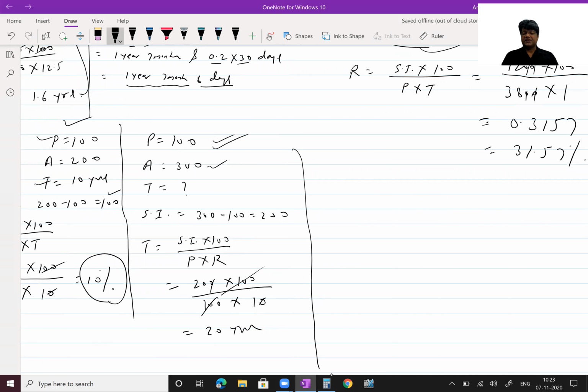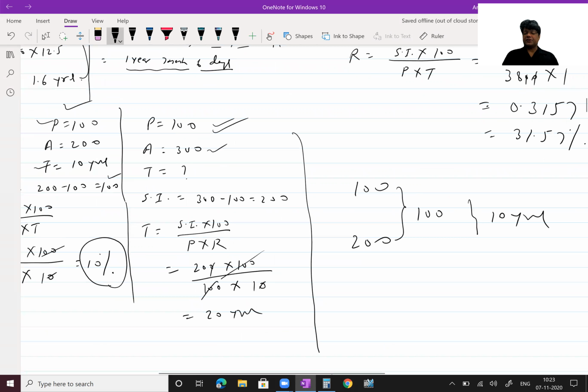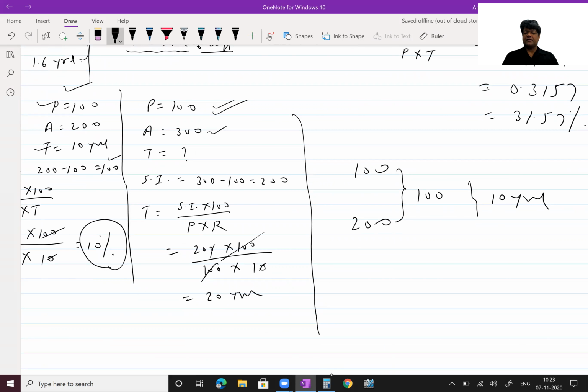But guys, you could have done this question by just the observation method. Principal 100 becomes 200, which means to earn an interest of 100 rupees you need 10 years. The question asks how many years it will take to triple itself. Triple means 100 will be 300, so from 200 to 300 is 100 more interest. 100 more interest means it will take the same years, that is 10 years, because it is a kind of simple interest.